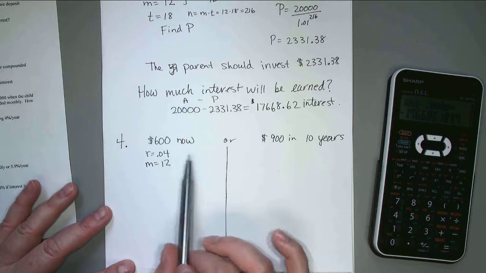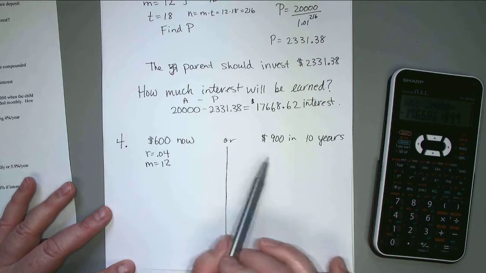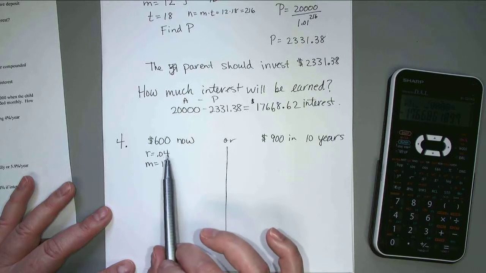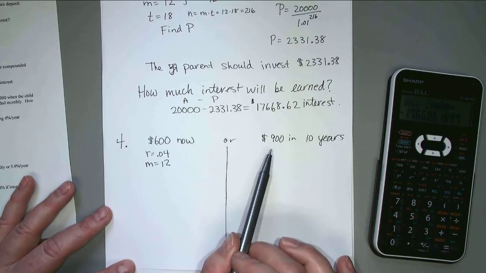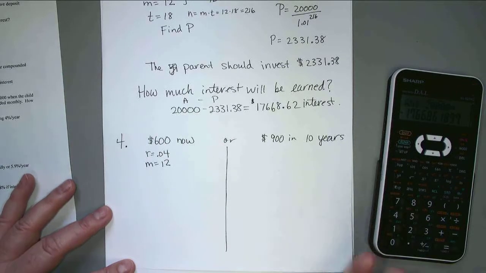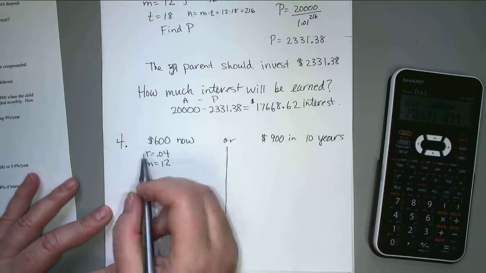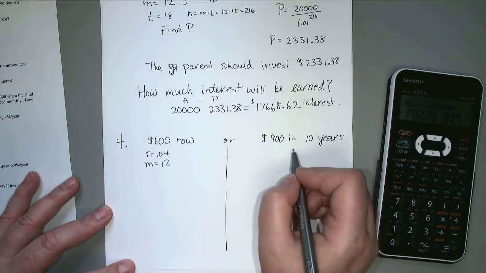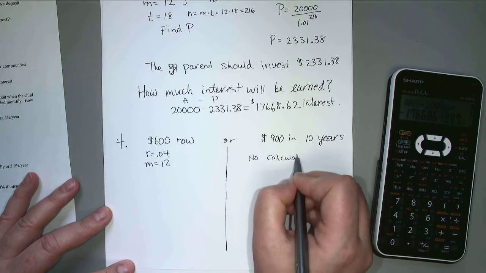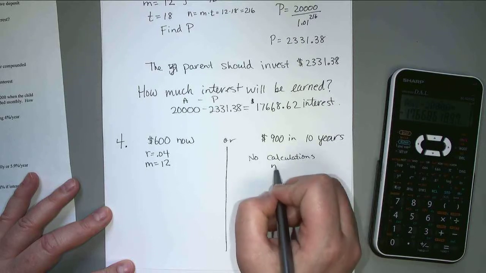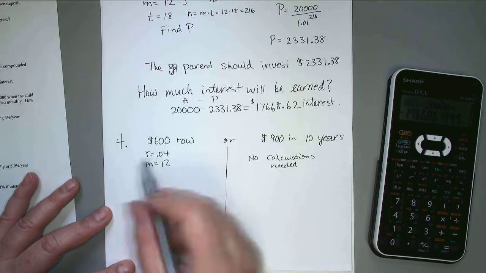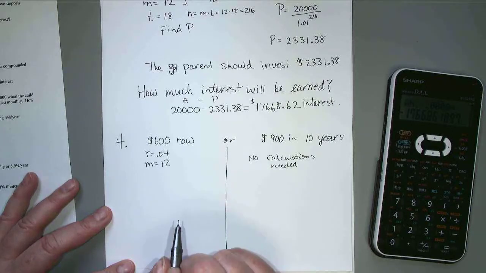But really, in math, what we're looking for is in 10 years, which one would you have more? If you put the 600 in a bank and it was saving, or if you were just given 900. So which one is more? And the one that's more is the one that we're going to answer. So there's nothing to calculate. Because that's where we're talking about. In 10 years, will 600 grow and be more than 900 or less?